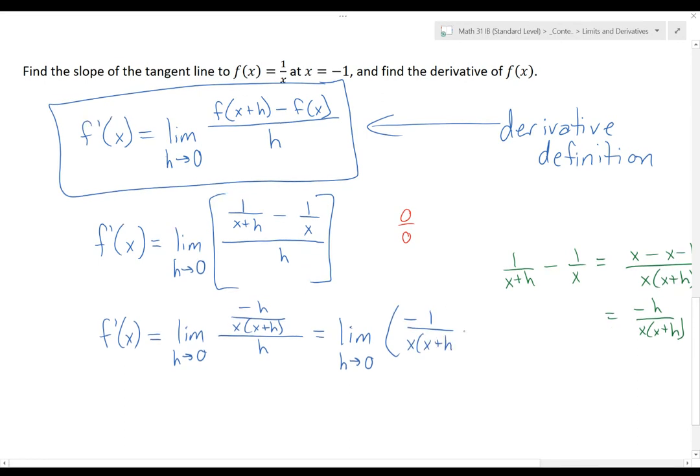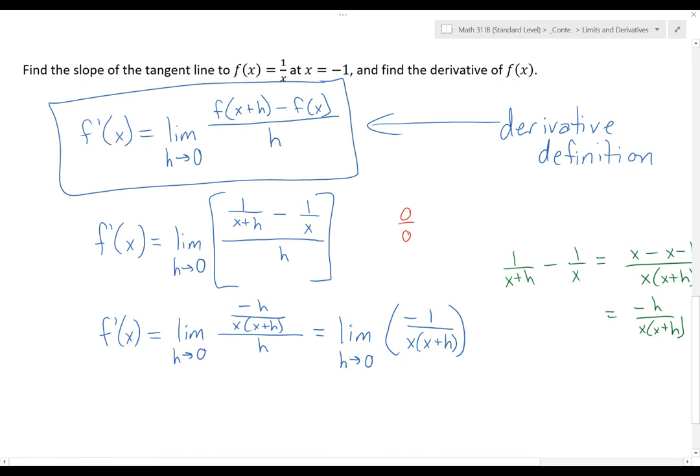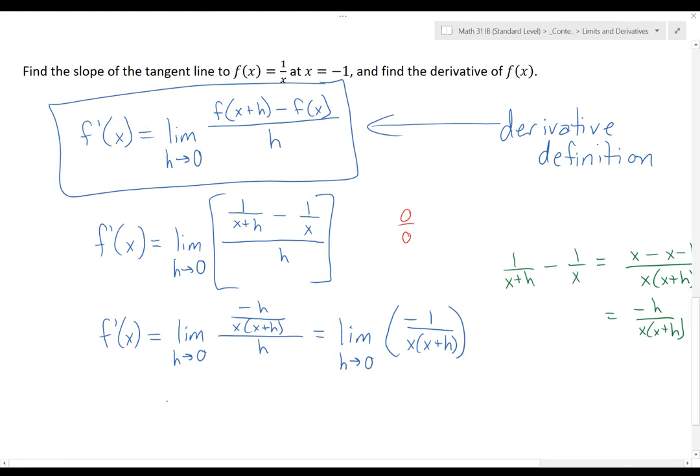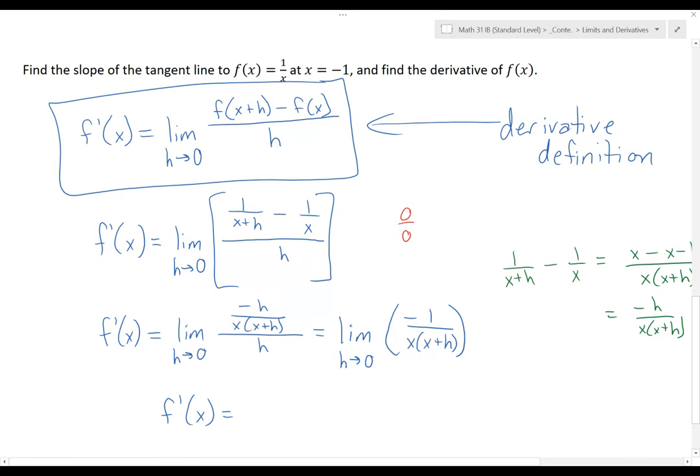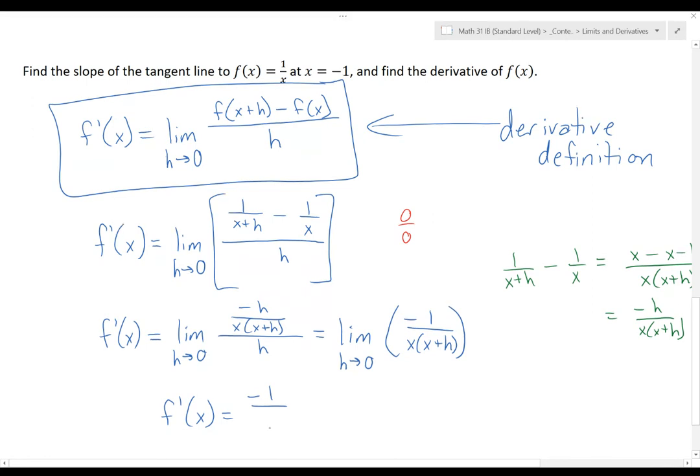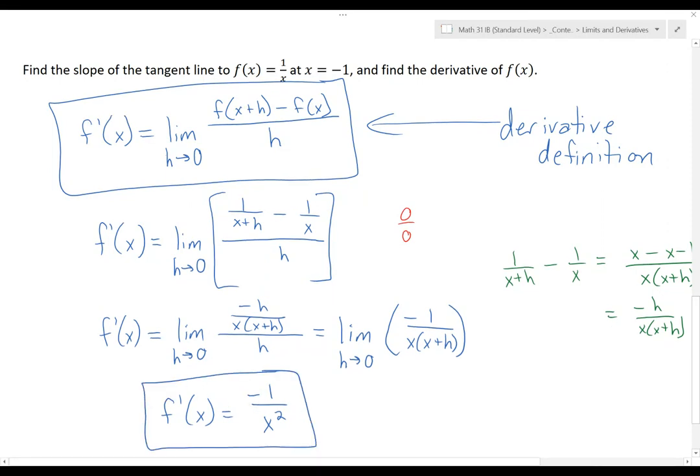At this step, because I now have a negative 1 in my numerator, even if I still ended up with a 0 in the denominator, which we're not going to, we could at least reason our way through. So f prime of x is equal to, now I can drop the limit because I'm just substituting in at this point, negative 1 over x times x, because if h is 0, x plus h is just x, so x squared. So this is the function for the derivative.